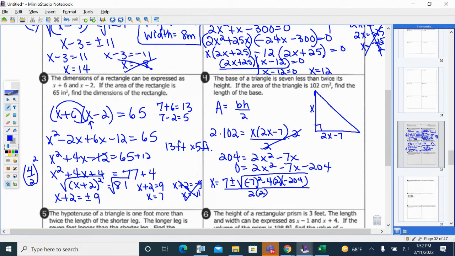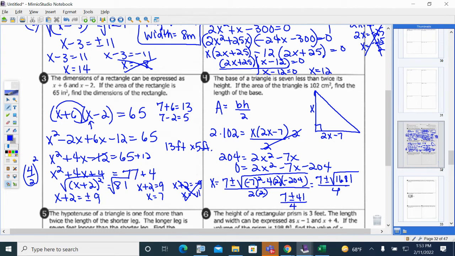So when we look at the discriminant here, negative 7 squared minus 4 times 2 times negative 204 gives us 1,681. And then 2 times 2 is 4. The square root of 1,681 is 41. So 7 plus or minus 41 over 4. And then, of course, split that apart to get those two solutions.